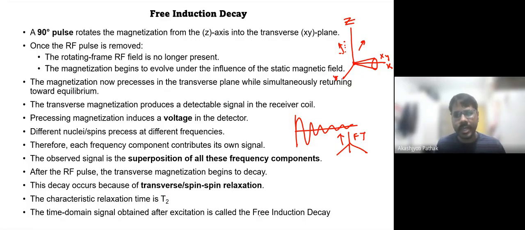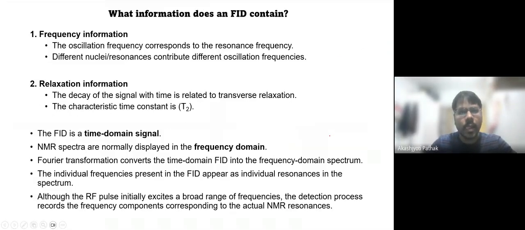So this excitation is called the signal free induction decay. After this RF pulse is removed, the time domain signal that we get, that is called the free induction decay. So basically, your FID is a superposition of all the frequencies of the nuclei which are present in the sample.